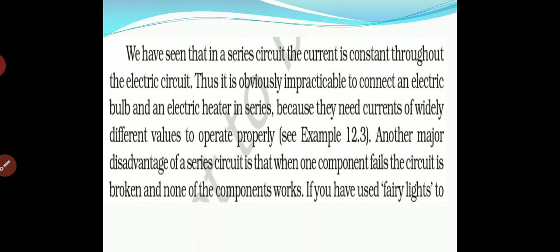Another major disadvantage of a series circuit is that when one component fails, the circuit is broken and none of the components work. If you have used fairy lights, okay, fairy lights, at Diwali time, we are using fairy lights.